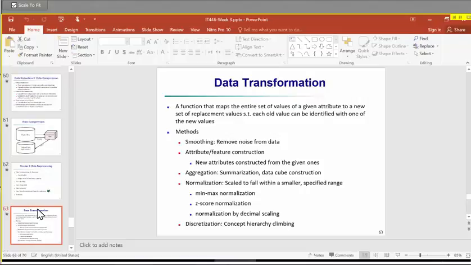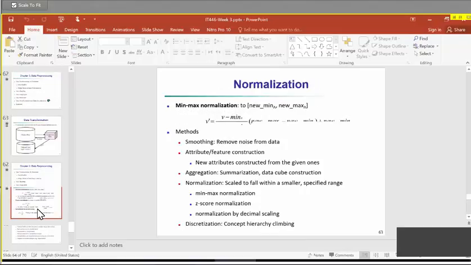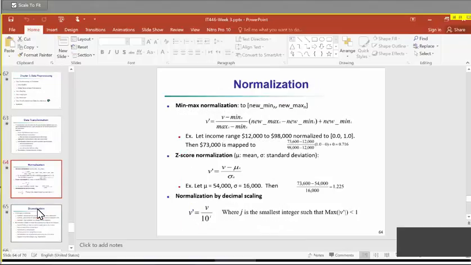Okay, then we have discretization, where we have a new concept known as concept hierarchy climbing. Okay, so don't be afraid by looking at the names of the things. When you see them, you'll understand that they are easy, and most of the mathematics we are not covering. We won't give the mathematical equations in the examination. You do not have to learn them by heart.